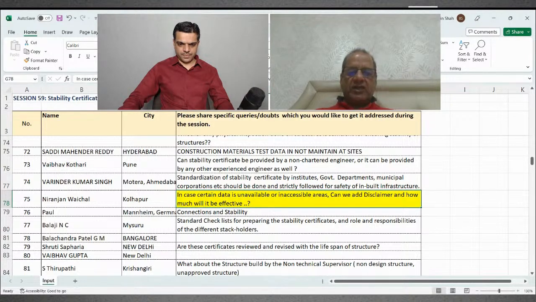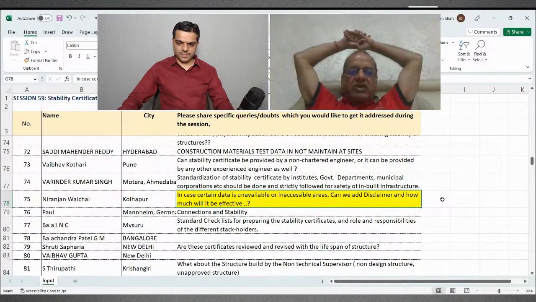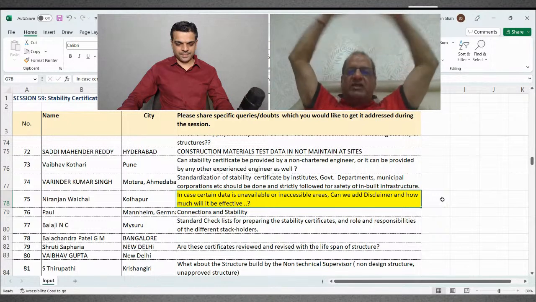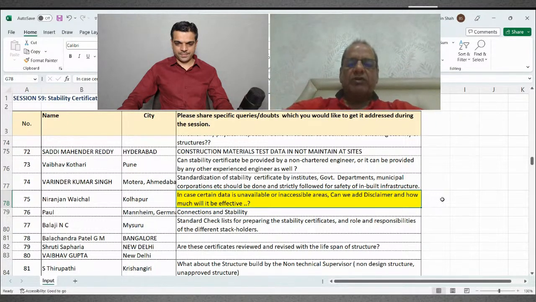In case certain data is unavailable or inaccessible. For structural design certificate, you don't need to access the building. You should only just see once that the building has been constructed physically. Just that much.